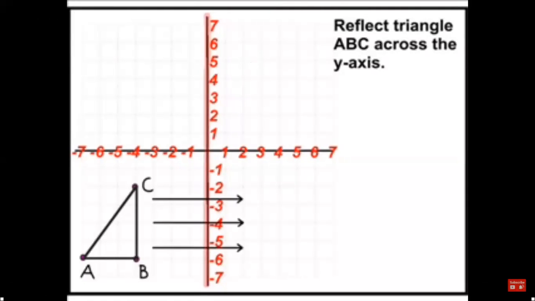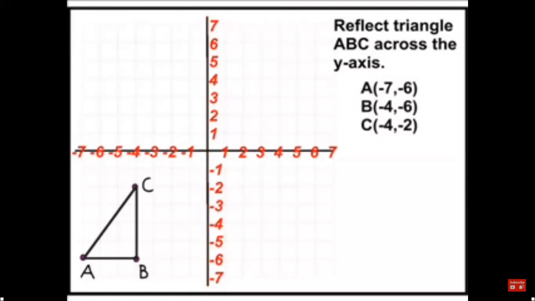Now, let's take a look at point C. Notice that point C is exactly 4 units to the left of the y-axis. So just take point C and move it 4 units to the right of the y-axis. That's the new location of point C. Point B is located 4 units to the left of the y-axis as well. So make sure to do the opposite and move it 4 units to the right of the y-axis. Take a look at point A.